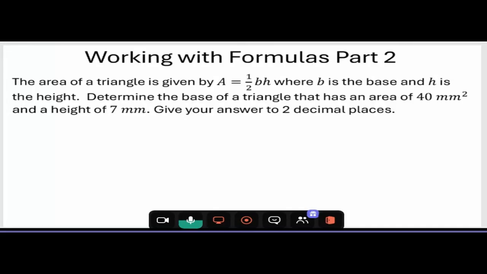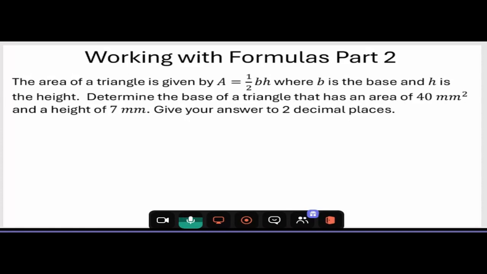So we know the formula for the area here, 1/2 base height, where b is the base of the triangle and h is the height. Determine the base of a triangle that has an area of 40 square millimeters. And we talked last time about the fact that this millimeters squared is just shorthand for square millimeters. That little 2 there does not mean you square anything. Don't go 40 squared, right? The little 2 is just part of the units. It tells us how many little teeny square millimeters could fit into this triangle shape.